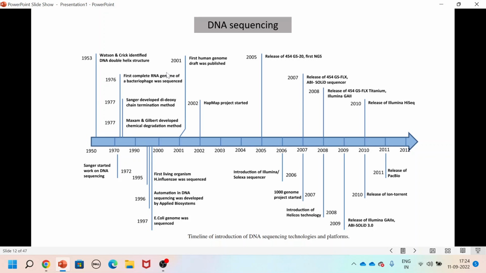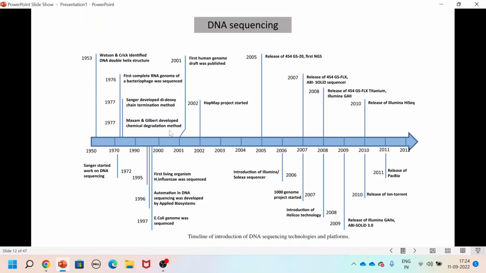So the next concept which was introduced in this week 3 module by Professor Ganesh was DNA sequencing. Firstly, Watson and Crick identified the double helical structure of DNA around 1950, and after that, the era of sequencing started after the first sequencing by Sanger. Sanger started work on DNA sequencing in around 1970, and in around 1976, the first complete RNA genome of a bacteriophage was sequenced. And later, Sanger developed the dideoxy chain termination method.